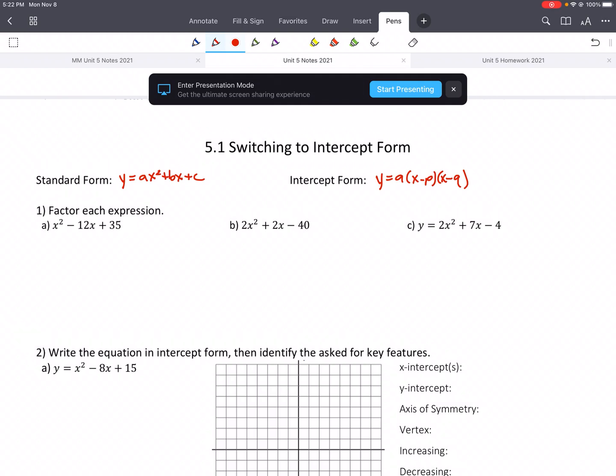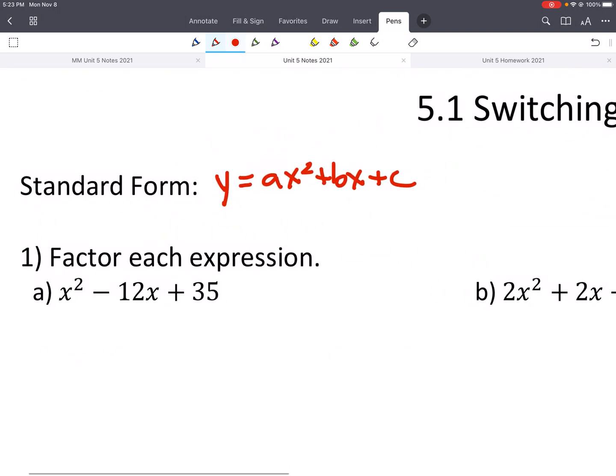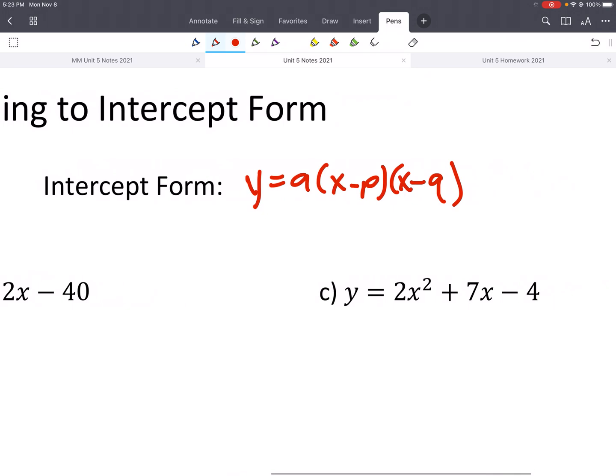Hey everybody, this is 5.1, switching to intercept form. In our last unit we talked about graphing in intercept form, but this unit we're going to be talking about standard form. And it's really difficult to graph from standard form. This is standard form, okay? And to solve in standard form is kind of difficult. So today we're going to be talking about switching from this form into intercept form.